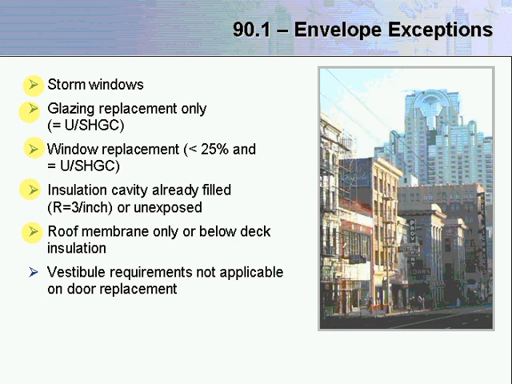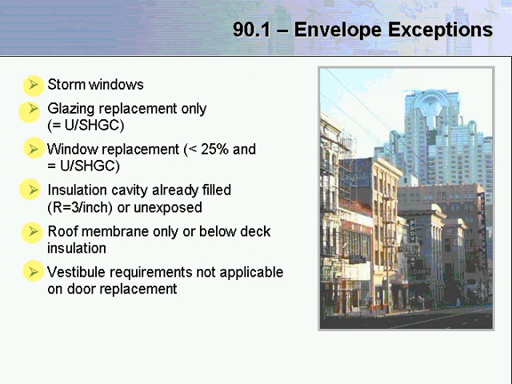Or if you have a roof that has below deck insulation, you can replace anything above the deck and you're not exposing the insulation, so no compliance is required. A final one on doors. If you replace a door in an area where typically a vestibule would be required in new construction, you don't have to add the vestibule if you're just replacing the door.